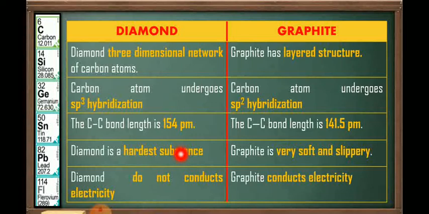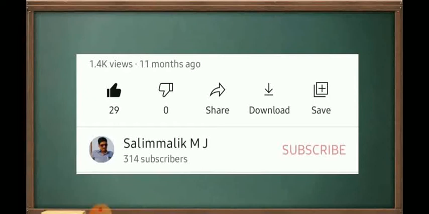Diamond is said to be the hardest substance, whereas graphite, due to its layer structure, is very soft and slippery. And diamond does not conduct electricity, whereas due to the presence of mobile electrons, graphite conducts electricity. These are a few differences between the diamond and graphite allotropes of carbon.